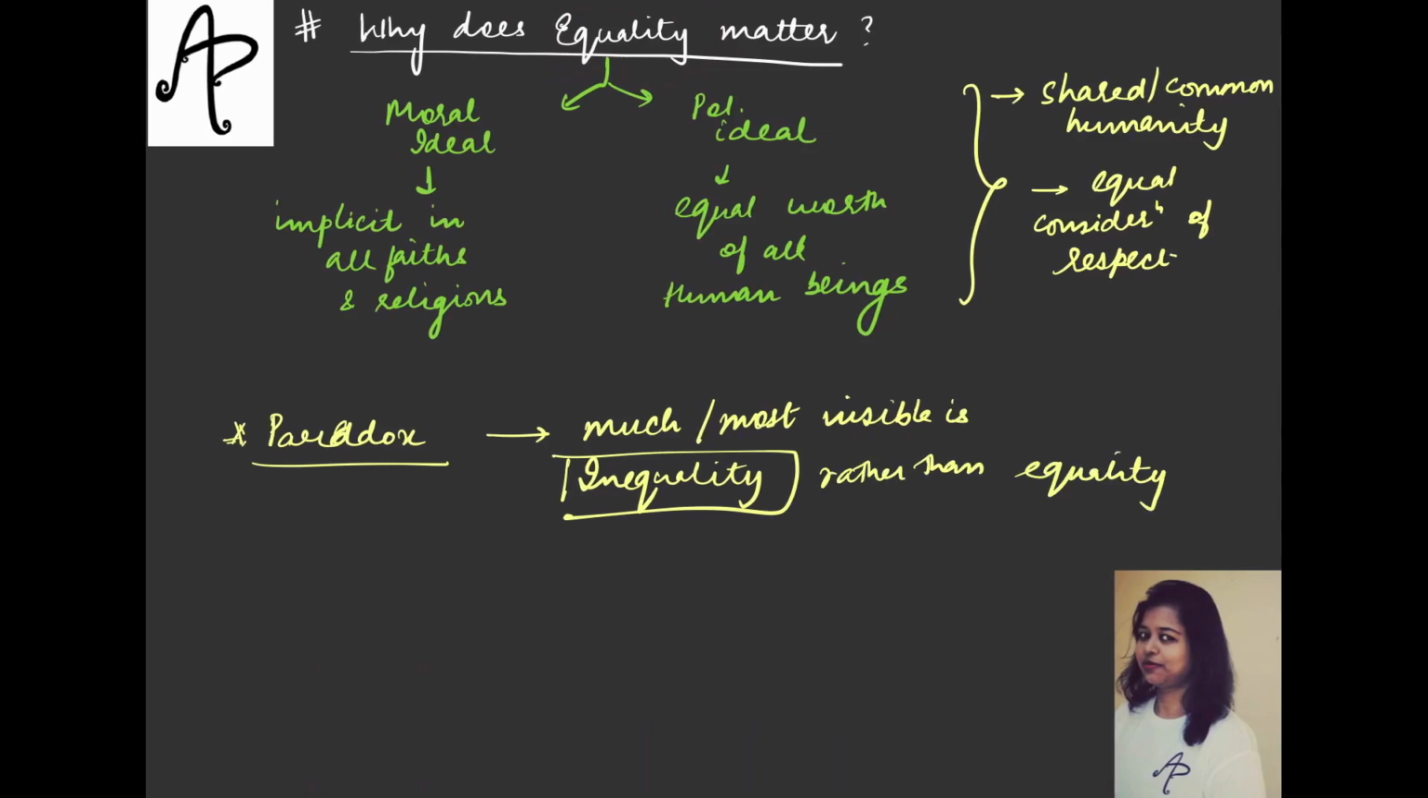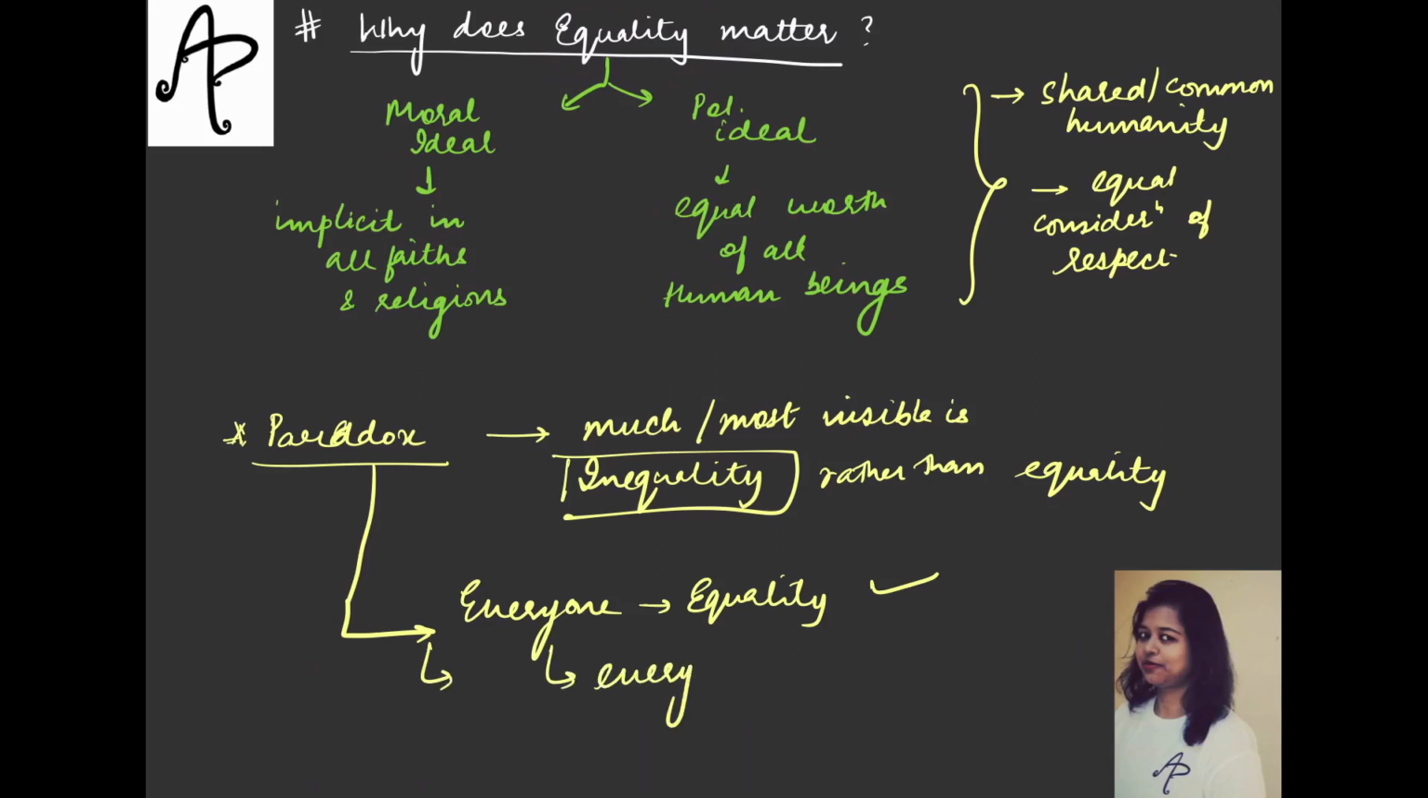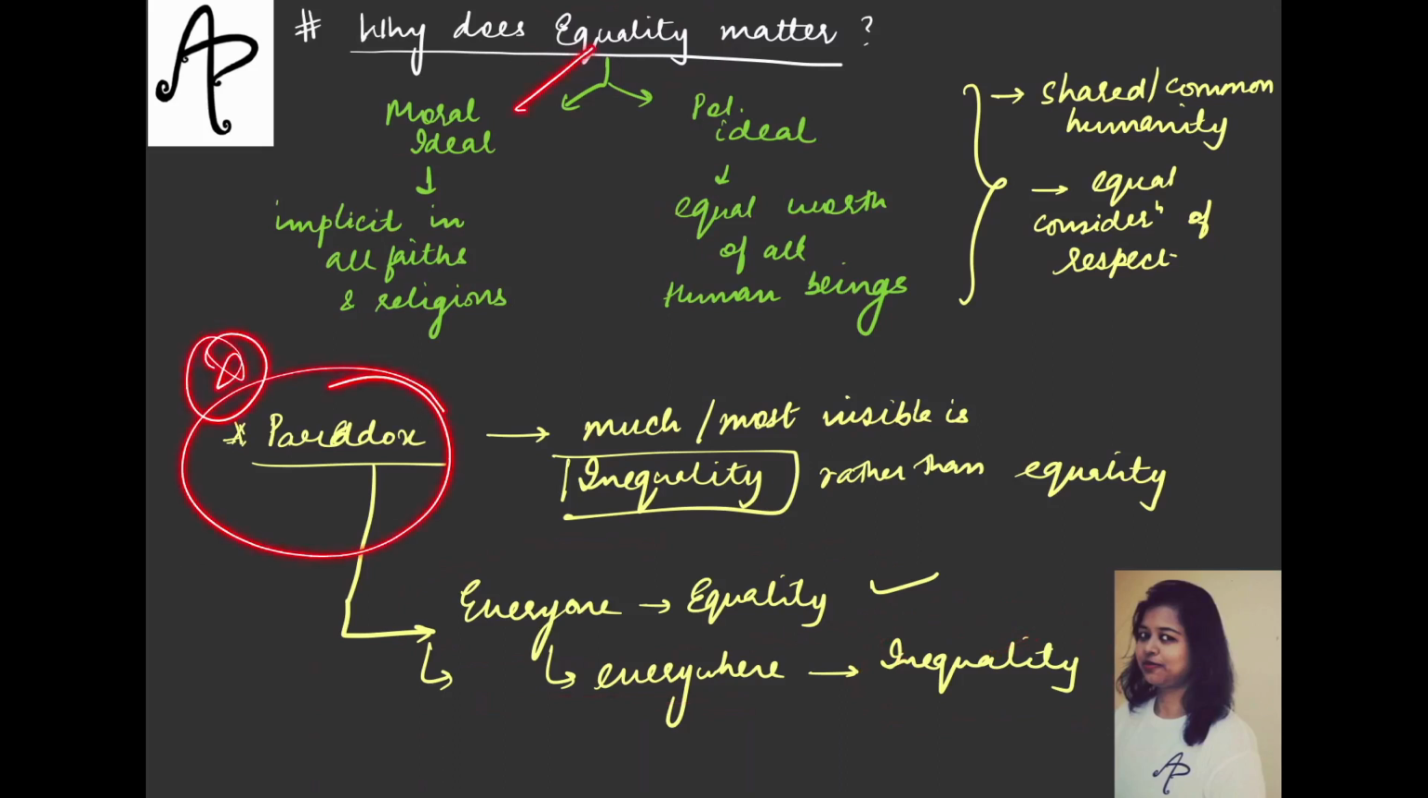So, the whole paradox is that everyone accepts this idea of equality. It is accepted by everyone, but almost everywhere what we encounter is inequality. So even though everyone accepts the idea of equality, everybody would be ready to talk about it, but when we try finding it in the world, everywhere we find the idea of inequality. So we need to understand that to answer this paradox, definitely equality or the concept matters.